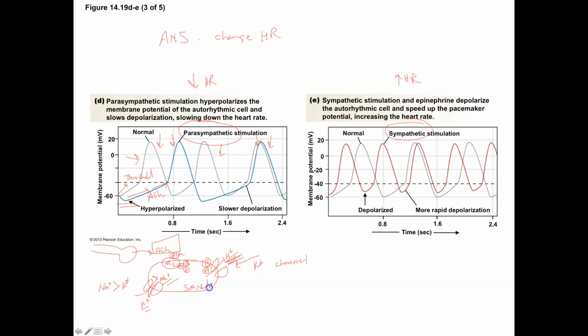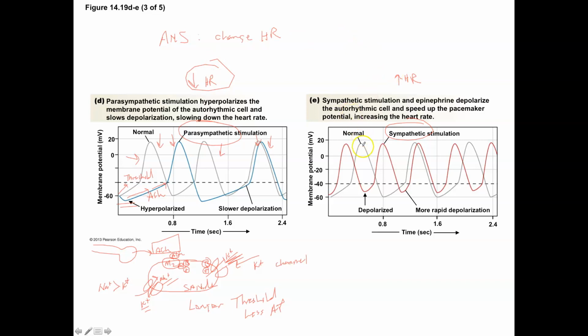And so if it takes longer to get to threshold, you're going to have fewer action potential signals. If there are fewer action potential signals, then you're going to have a decreased heart rate, or a slower heart rate. What's going on, though, to increase heart rate?